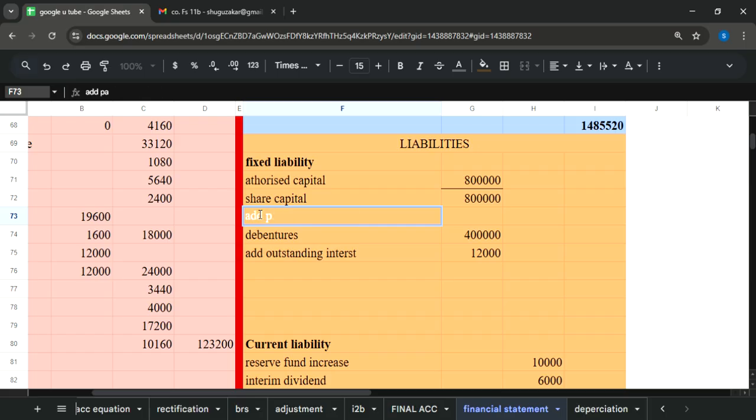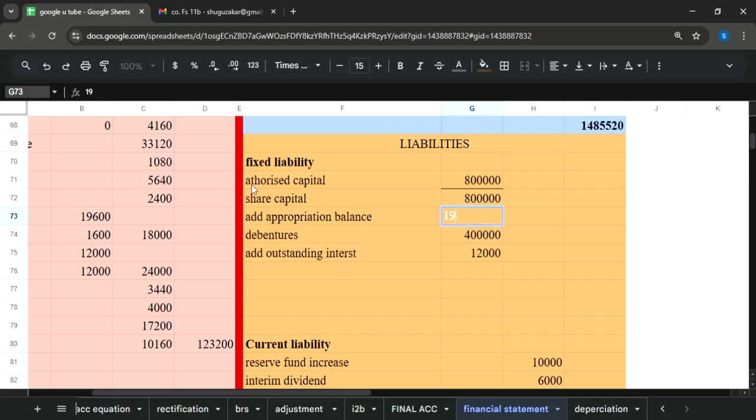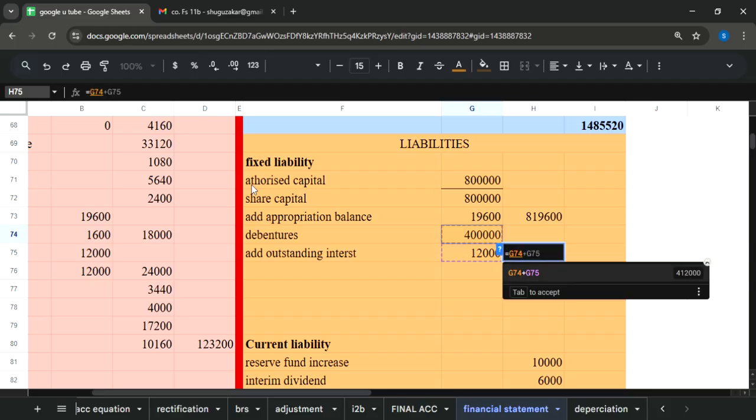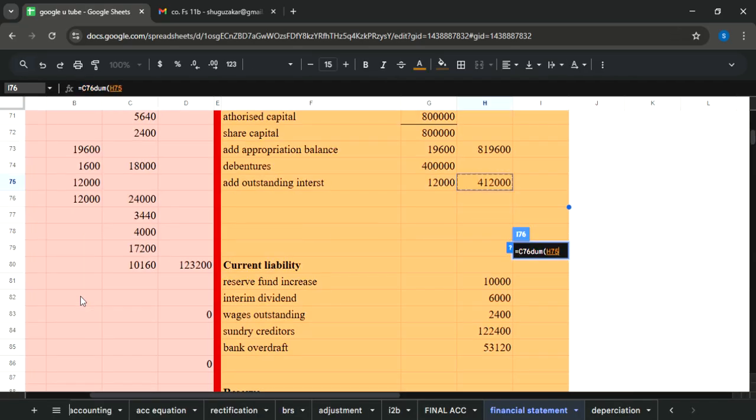Add appropriation balance, the amount of which was 19600. So guys, it is completed. Let's calculate the amount of final capital plus appropriation balance. Then we have debentures, its outstanding interest, fixed liability is completed. Let's take the sum of all fixed liabilities.